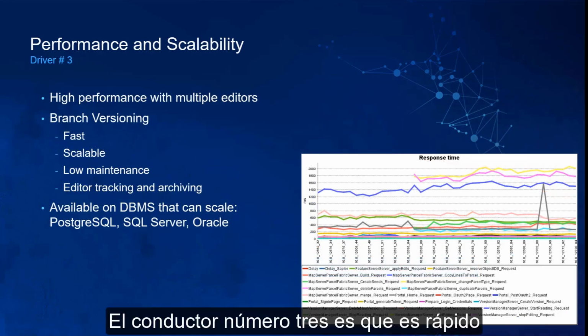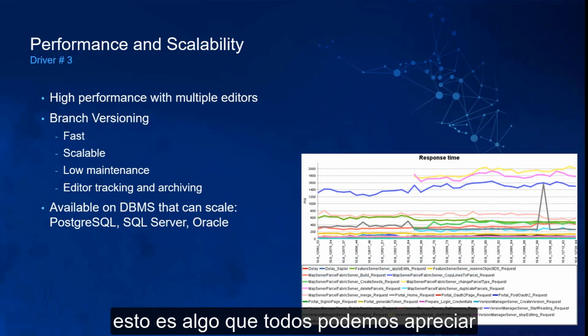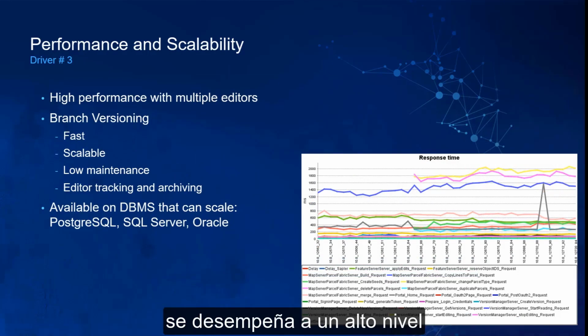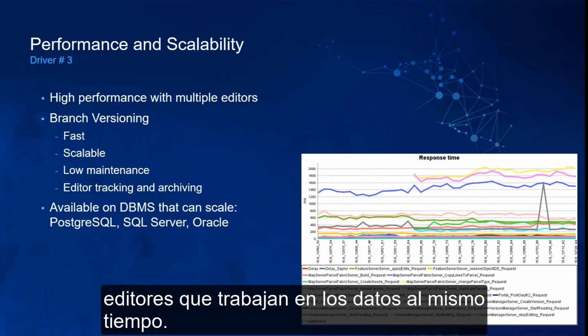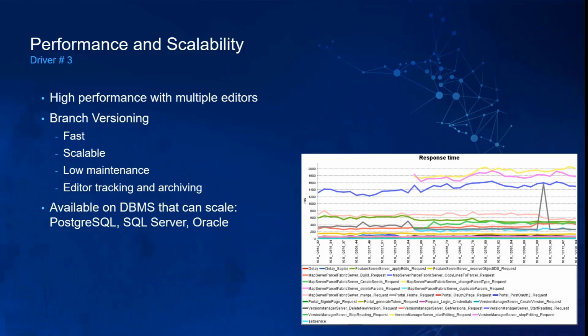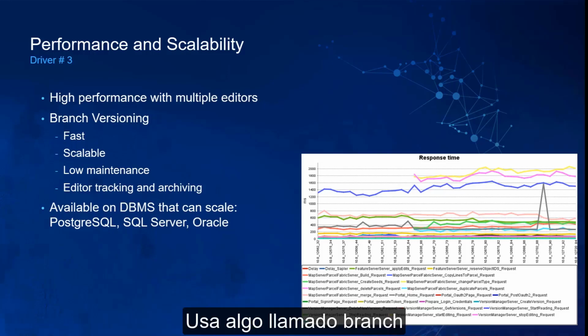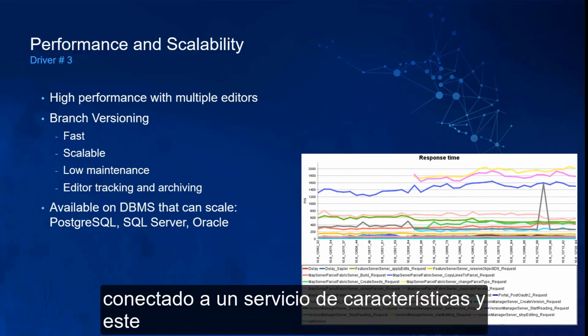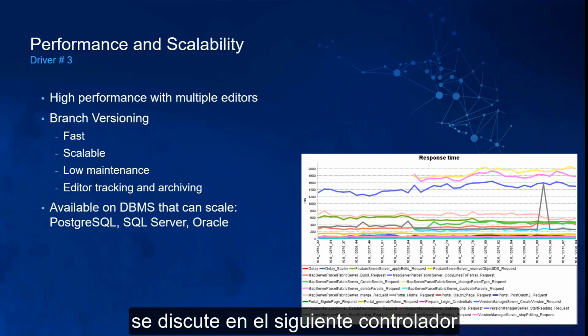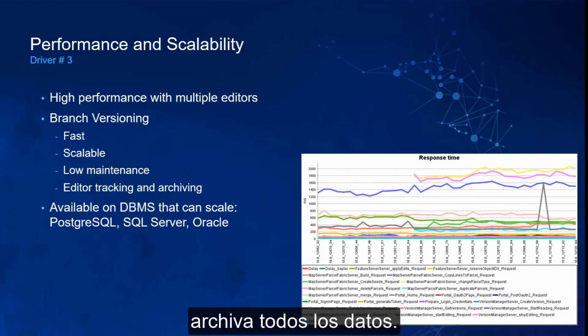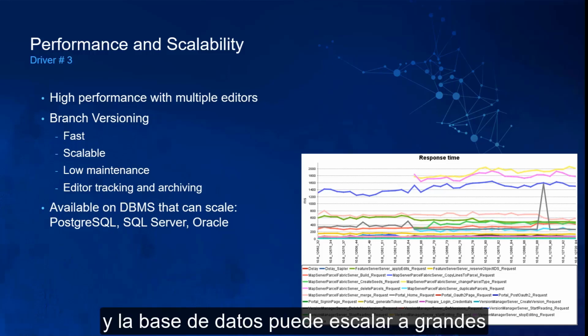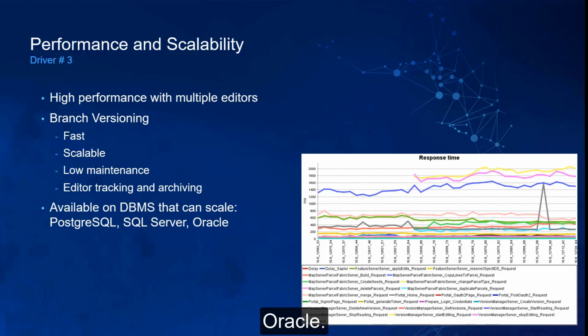Driver number 3 is that it is fast. This is something we can all appreciate. It performs at a high level, even if your organization has many editors working on the data at the same time. It uses something called branch versioning, and that's when you are connected to a feature service, and this is discussed in the next driver. And that also tracks each editor and archives all the data. And the database can scale to large deployments with the likes of SQL and Oracle.